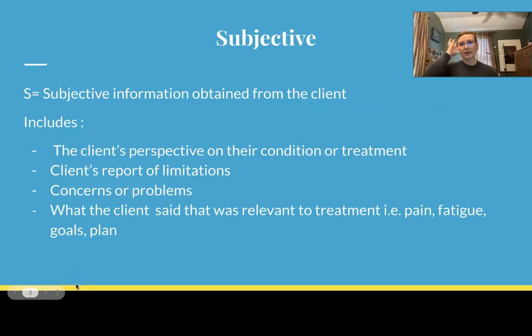So let's break the SOAP note down a little bit more into its components. So the subjective portion, this is a direct quote from your client. This is subjective information that you've obtained from the client. How are they feeling? How are they feeling about their progress? How do they feel about their limitations? What do they report limitations are? What do they report concerns or problems are? What do they want to work on? What is impacting their ability to engage in the therapeutic interaction?